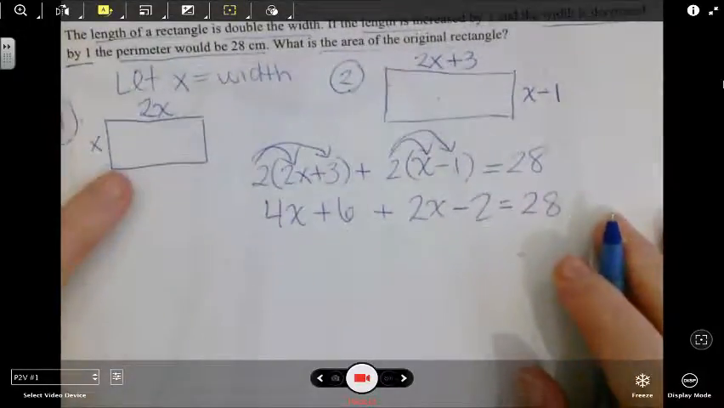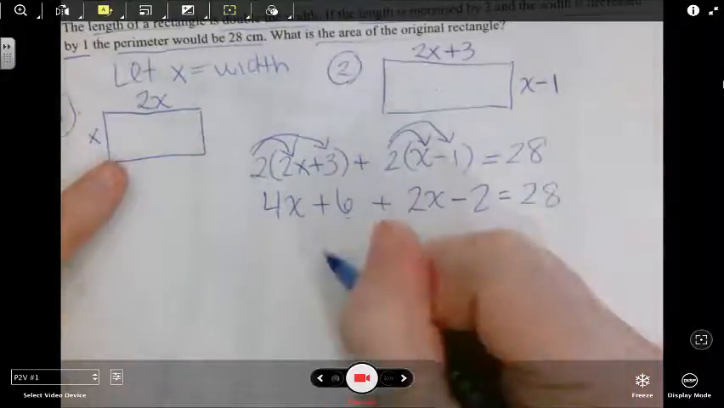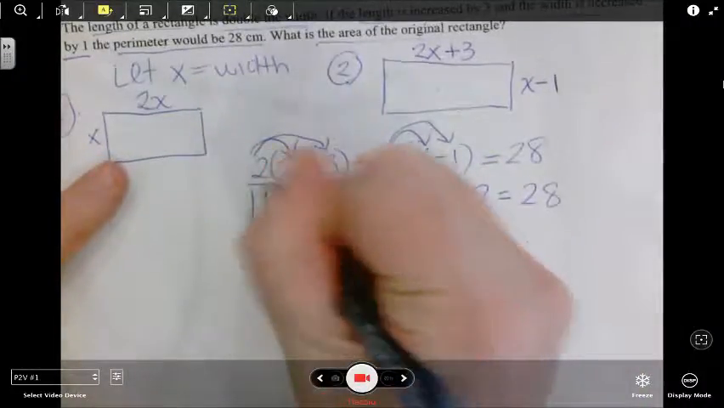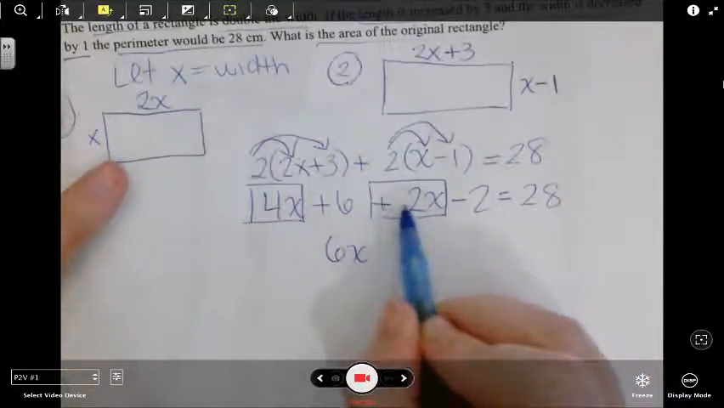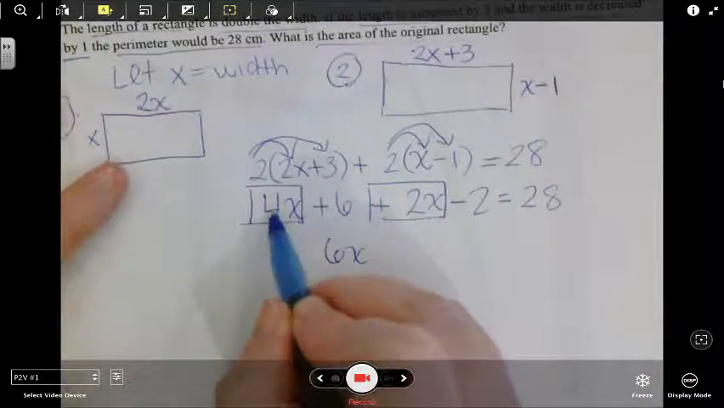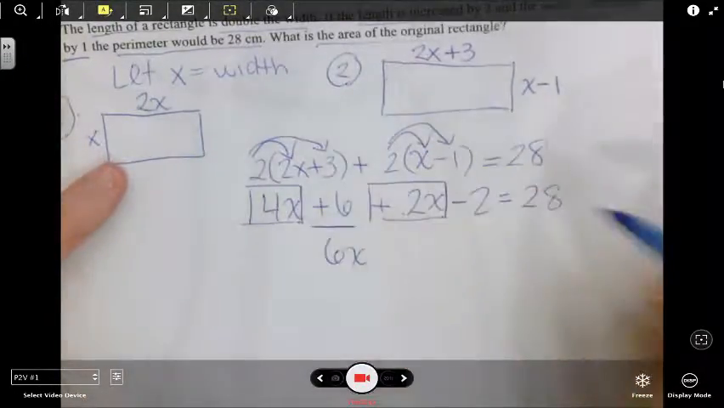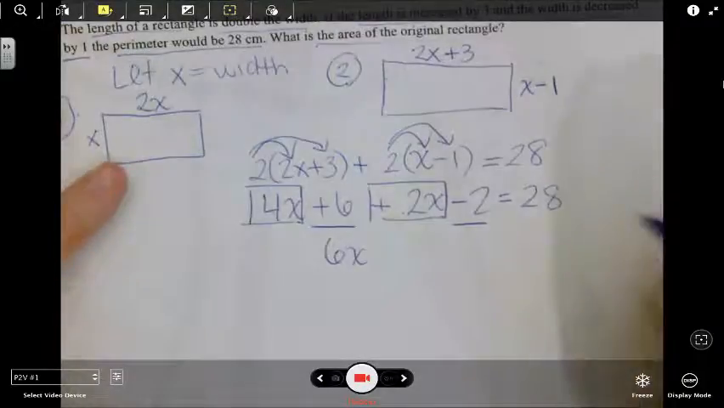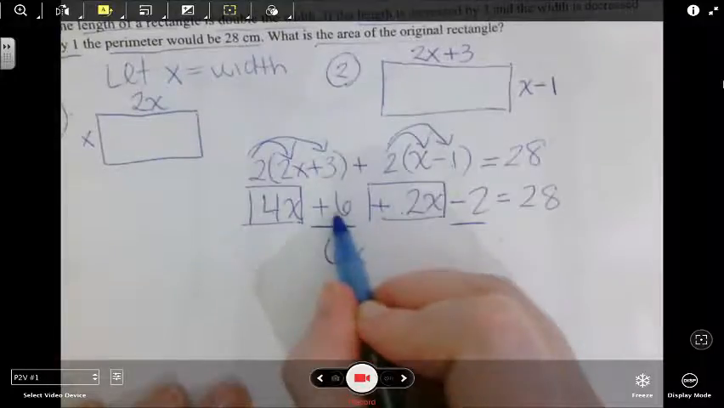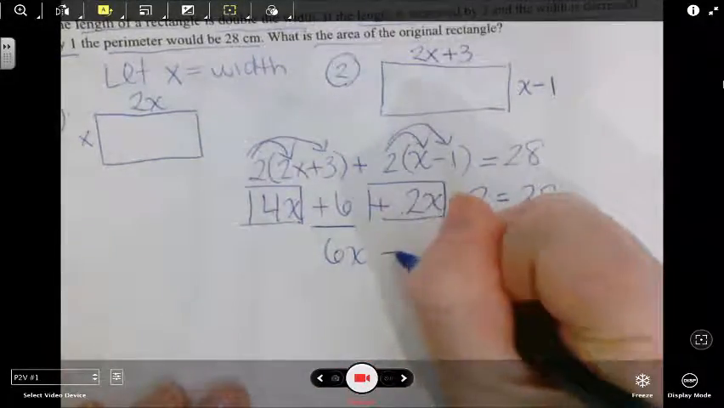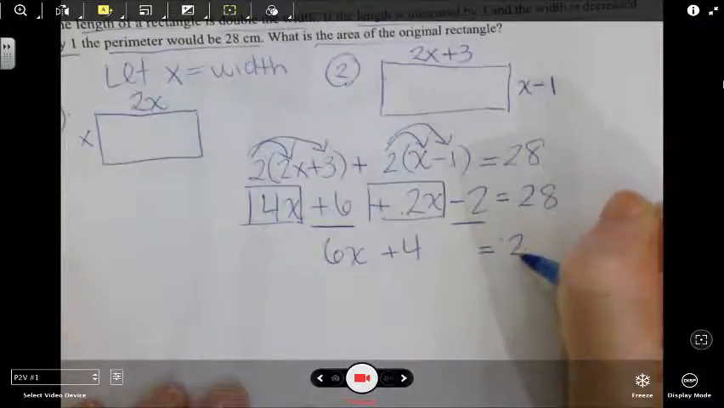Okay, so now if I start to collect my stuff here, I have 4x plus 2x. So I have 6x. So I can group that for you guys if you have trouble seeing that. Don't forget you take the sign that's in front of each of the numbers to go with it. So 4x plus 2x is 6x. I have plus 6 and minus 2. So 6 minus 2 is plus 4. So I have 6x plus 4 is equal to 28.